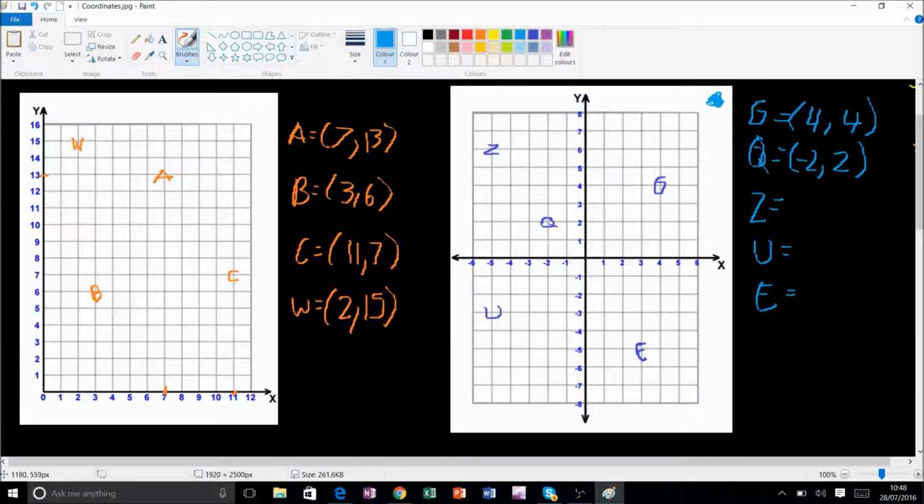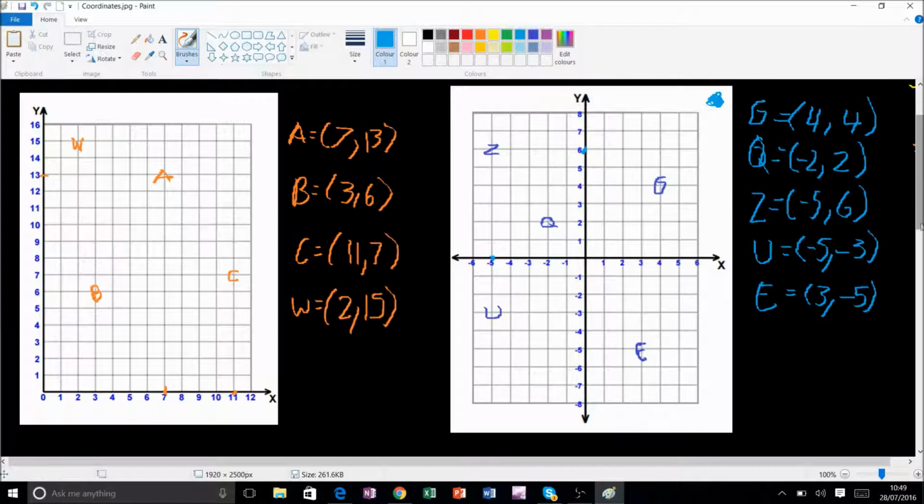What about Z? Z goes across to -5 and up to +6. And what about U? U goes across to -5 and down to -3. Okay, and E goes across in the positive direction of the x-axis to 3 and down in the negative to -5. So it goes across by 3 and down to -5.